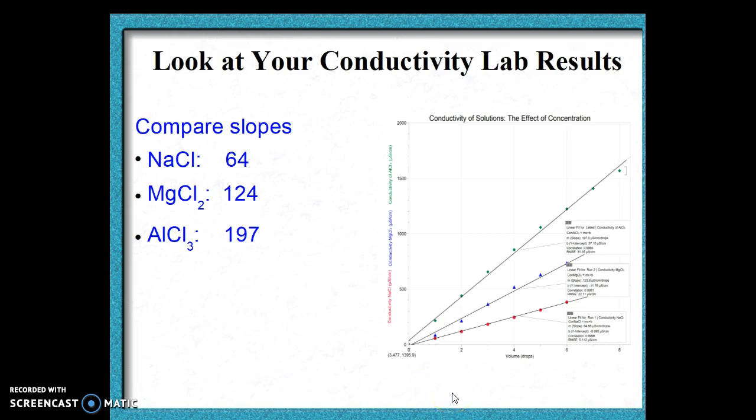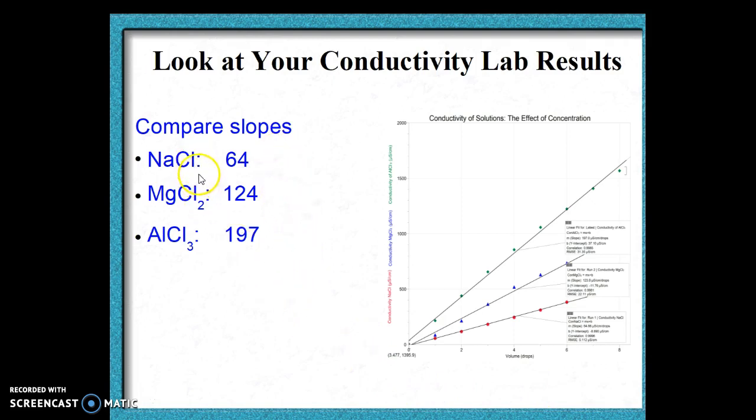So we did a conductivity lab. This is a Vernier lab where you find the conductivity of 3 different salts: sodium chloride here on the bottom, magnesium chloride in the middle, and aluminum chloride at the top. You add 1 drop at a time and track the conductivity. As you can see, you get very even sets of data, giving you lines that go through 0, 0 and have different slopes. And the slopes are given here.